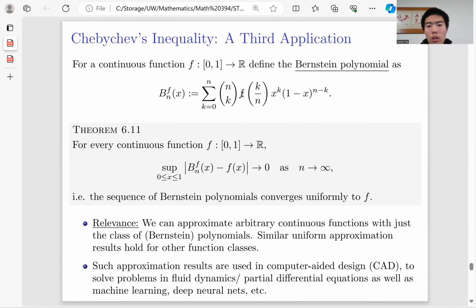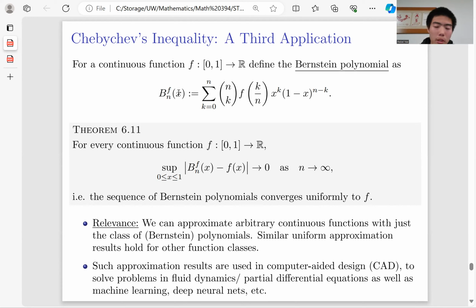It's Chebyshev's inequality with the Bernstein polynomial. The Bernstein polynomial is actually not very intuitive to think about because it gives you a very large formula to start with. So how can we first interpret this formula? Looking at its notation, it has a capital B, with f, n, and x.